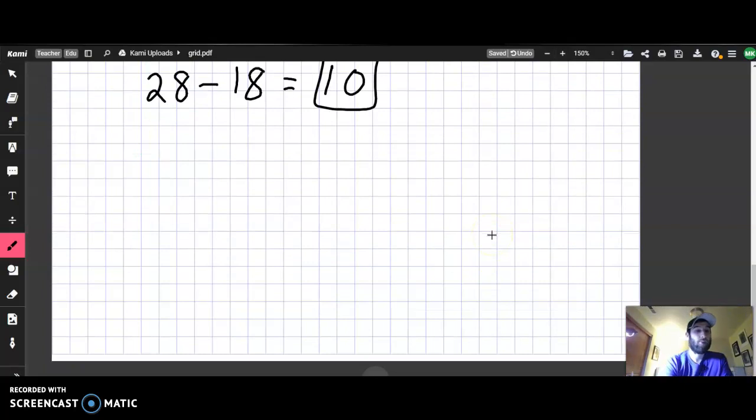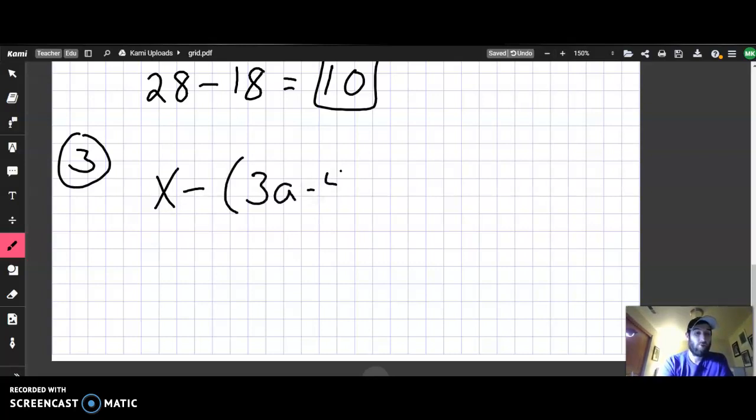Let's take a look at one more example here. This example is x minus parenthesis 3a minus 4. Now, the key piece here with those parentheses is that everything inside the parentheses is being subtracted. And so, when I tell you that x is equal to 3 and a is equal to -2, we're still following all the same steps. We just want to do what's inside the parentheses before anything else.